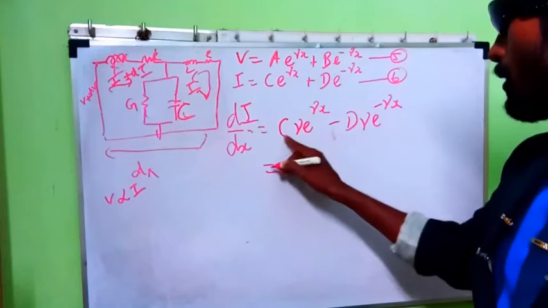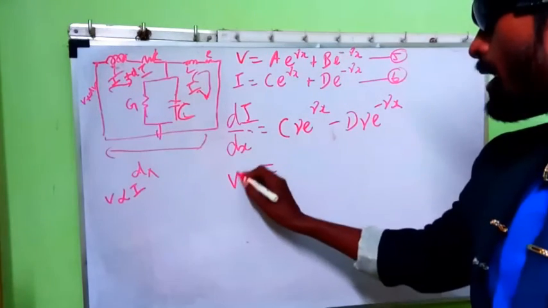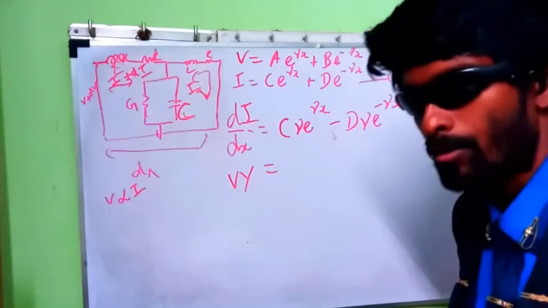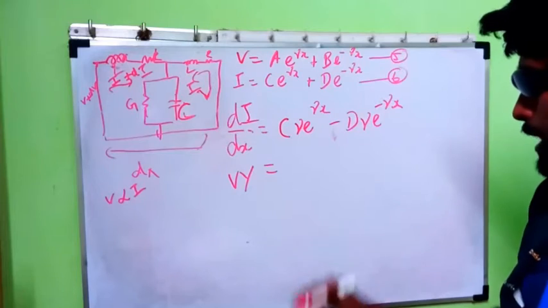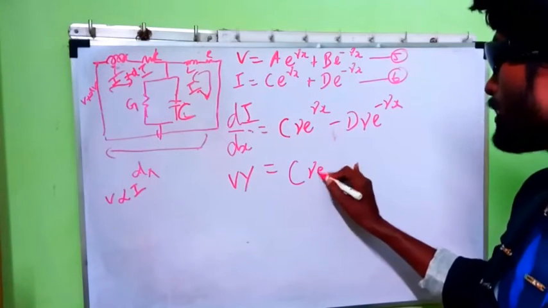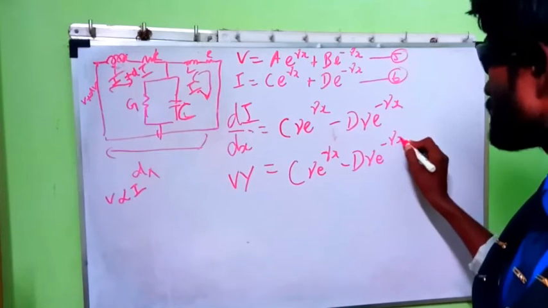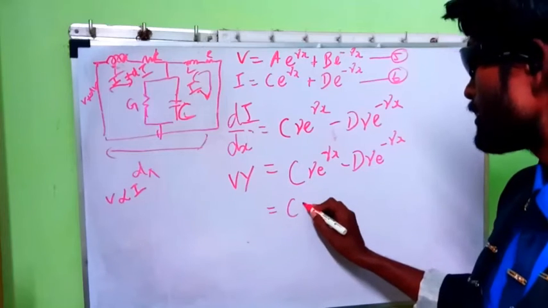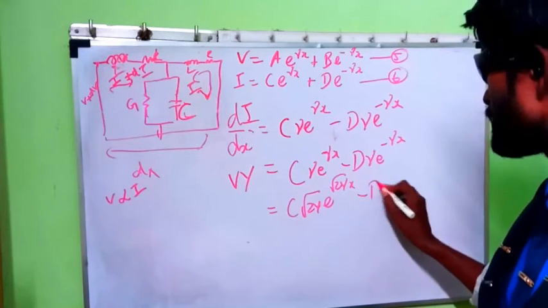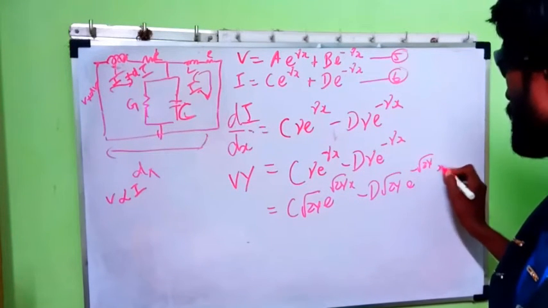And automatically you know what di by dx is. Everyone knows that di by dx is equal to v into y. You can check the previous videos, and that's very important here. Now what I should have is c into psi into e power psi x and minus d into psi into e power minus psi x, equal to c into root of zy into e power root of zy x minus d into root zy into e power minus root zy into x.